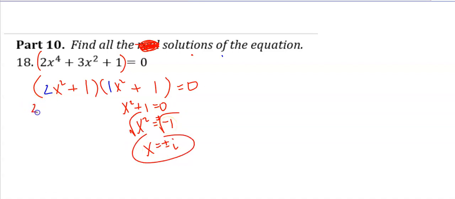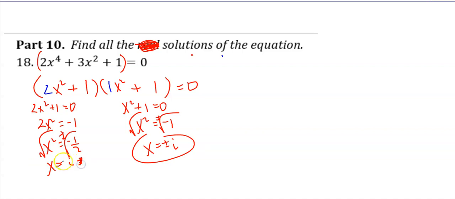So if this one equals 0, 2x squared plus 1 equals 0. So 2x squared equals -1. So x squared equals -1/2. Take the square root of both sides. Don't forget plus or minus. x equals i plus or minus i guess, root 1/2.